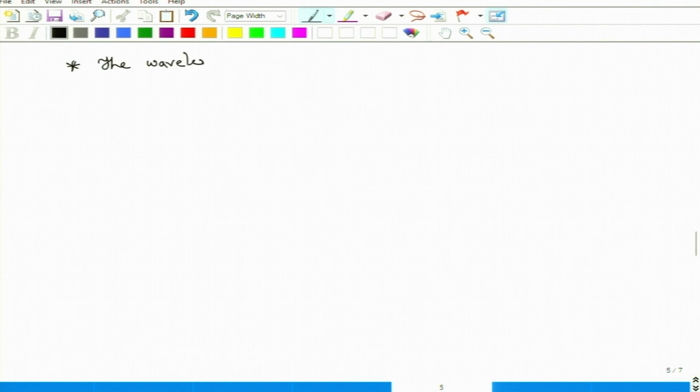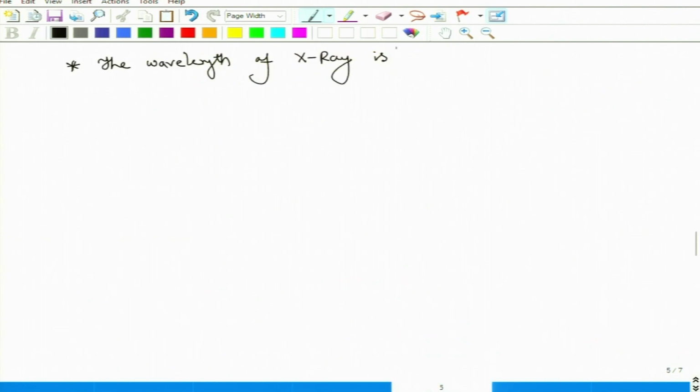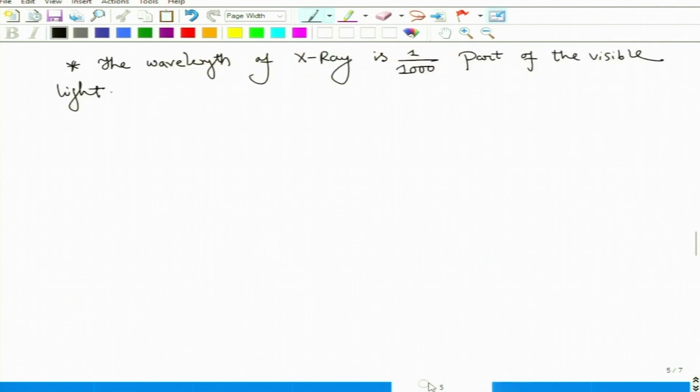the wavelengths of X-ray are 1/1000 part of our visible light, because we have already discussed that the wavelength is very small. How small is it? It is 1/1000 times, that means 1000 times smaller compared to our visible light.